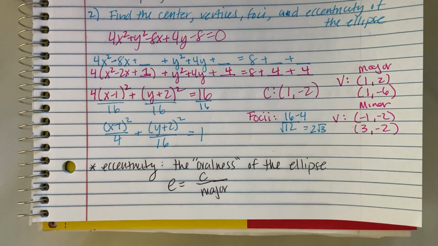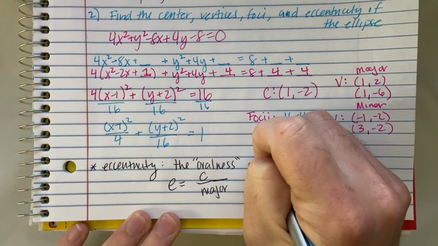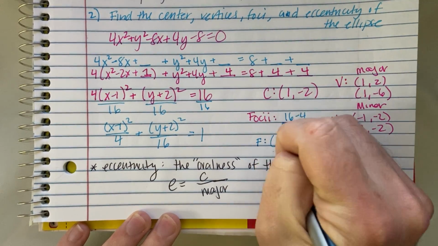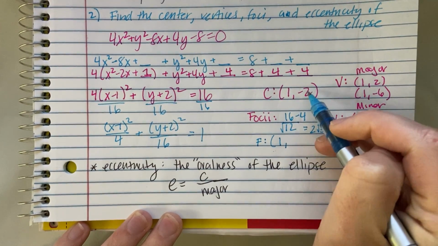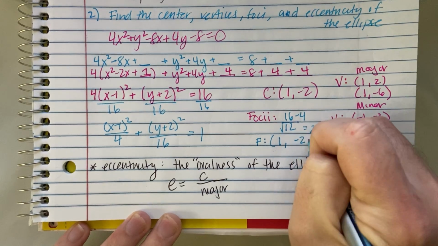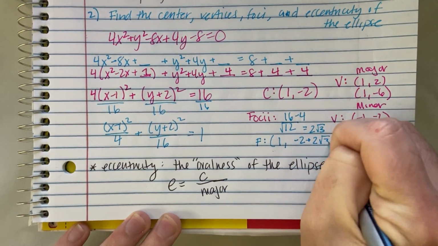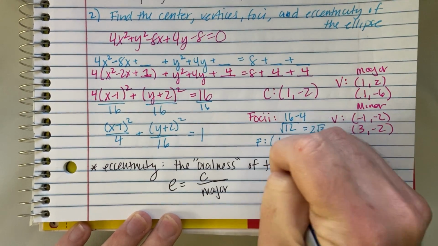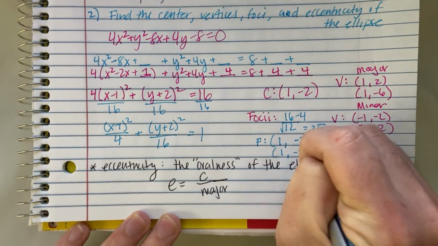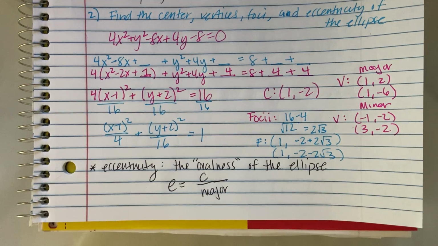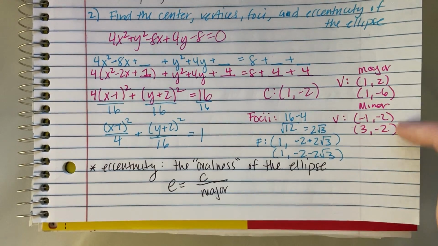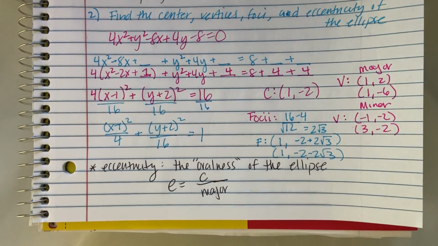So I need to go out in the y direction here. So my x is the same as the x value in the center, which is 1. Now I need to do -2 plus 2 root 3 and -2 minus 2 root 3. I'm going to just leave it like that because there's no reason to do anything else. So this is my center, my vertices, and my 2 foci. So we always have 4 vertices, 1 center, 2 foci.